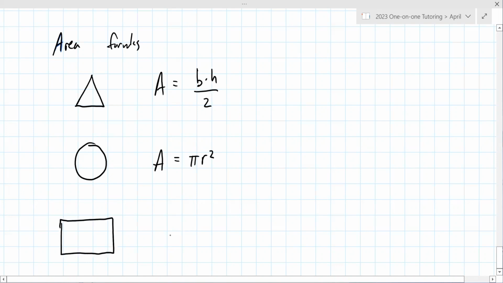How about a rectangle? Is it like a squared plus b squared? No, it's base times height. Nope, it's just base times height.